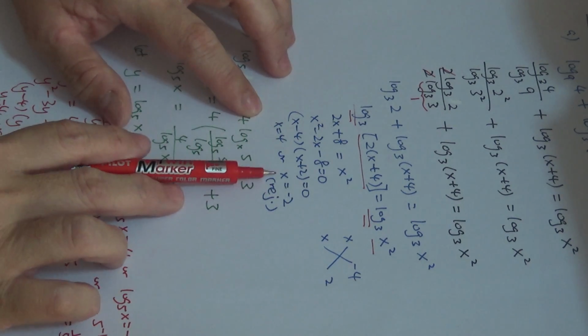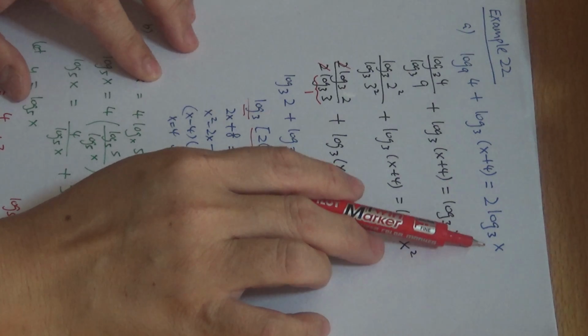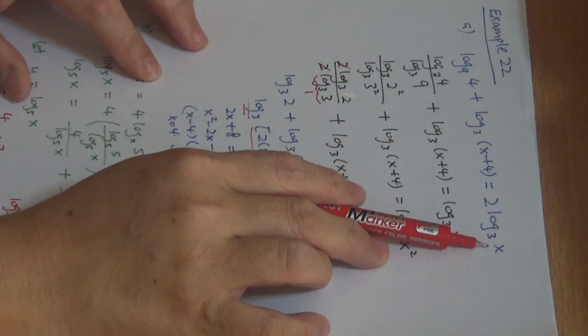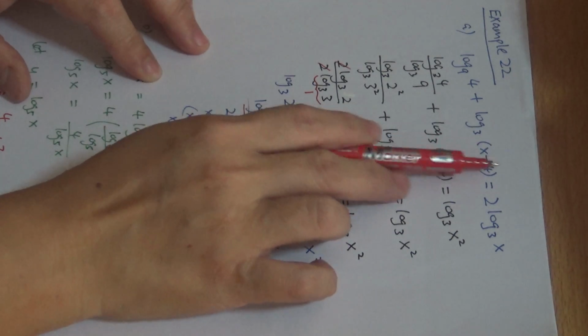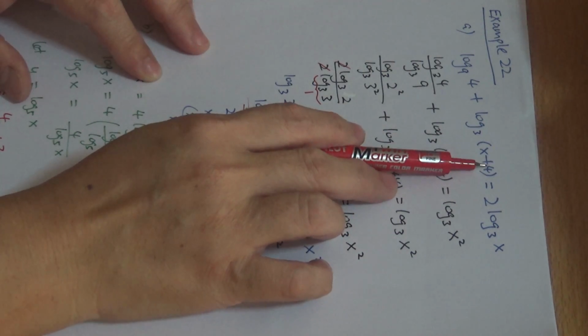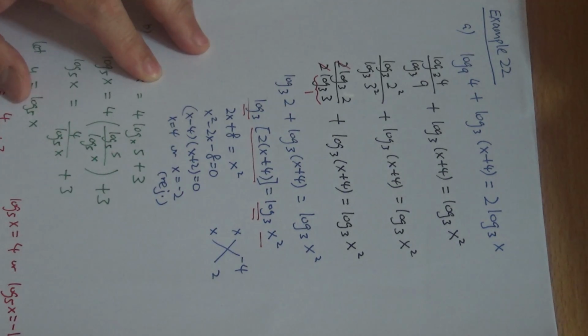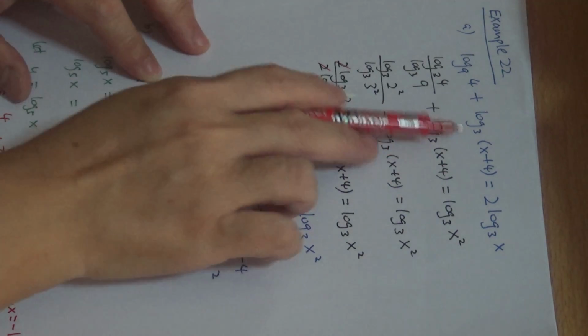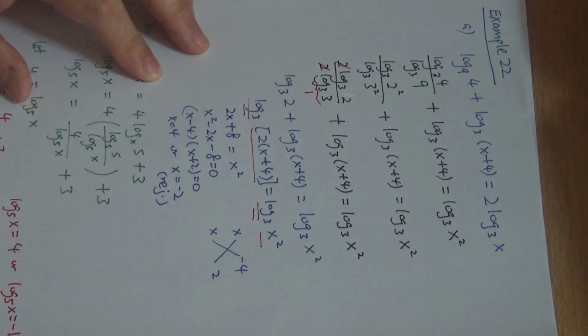Okay, now why is x equals to negative 2 rejected? Because when you sub in here, this is negative 2, which is not defined. But if you sub in here negative 2, this is a 2, which is defined. Now as long as one of them is not defined at the original equation, you must reject.